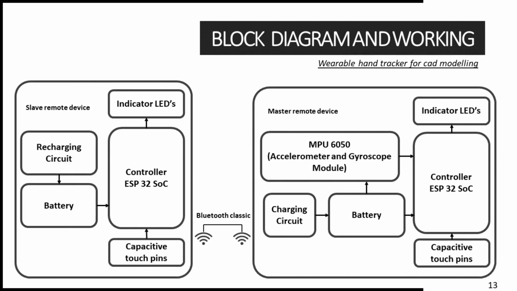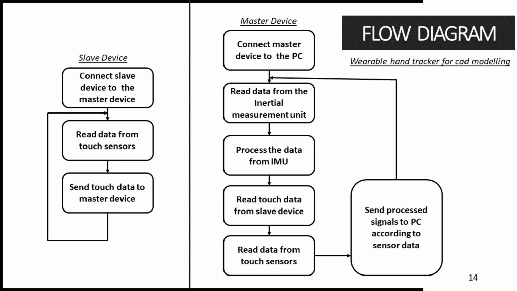So next is the block diagram of the slave remote device. It consists of indicator LEDs, ESP32, recharging circuit, battery, and capacitive touch pins, and the communication between the slave remote device and master remote device is using Bluetooth Classic. So next is the flow diagram. The left portion shows the flow diagram of the slave device, and the right portion shows the flow diagram of the master device.